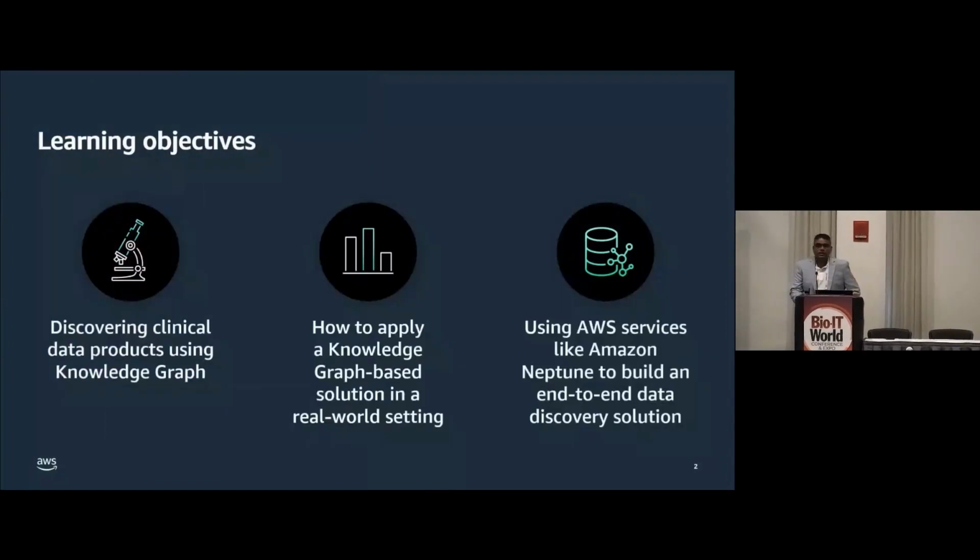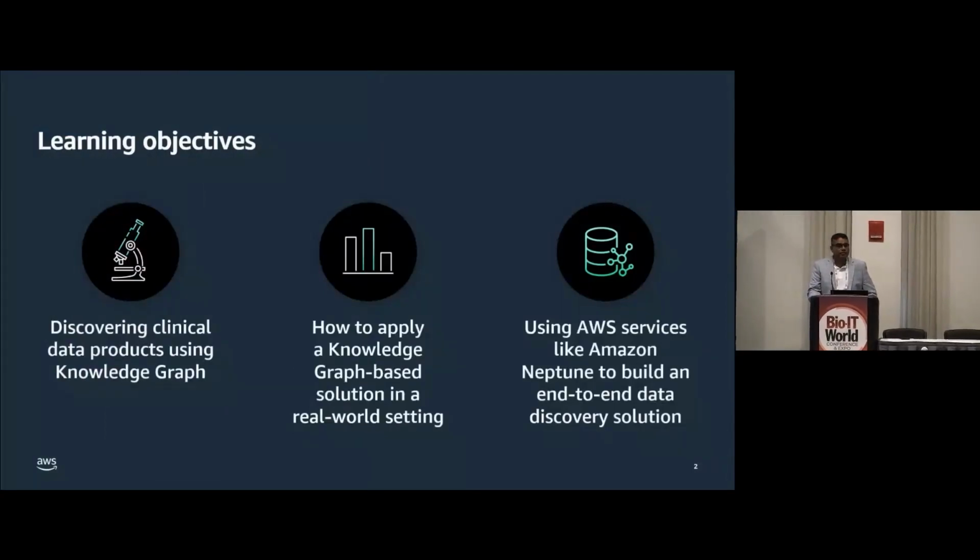So our goal here is to cover some of the learning objectives, which is about knowledge graph and discovery and findability of data. We're going to be talking about discovering clinical products using knowledge graph, and how to apply a knowledge graph-based solution in real-world settings or scenarios. That's where we have our customer, our partner, Eli Lilly, here to talk about some of the experiences. And also, we're going to be talking about how you can utilize Amazon Web Services solutions and services like Amazon Neptune to build a knowledge graph.